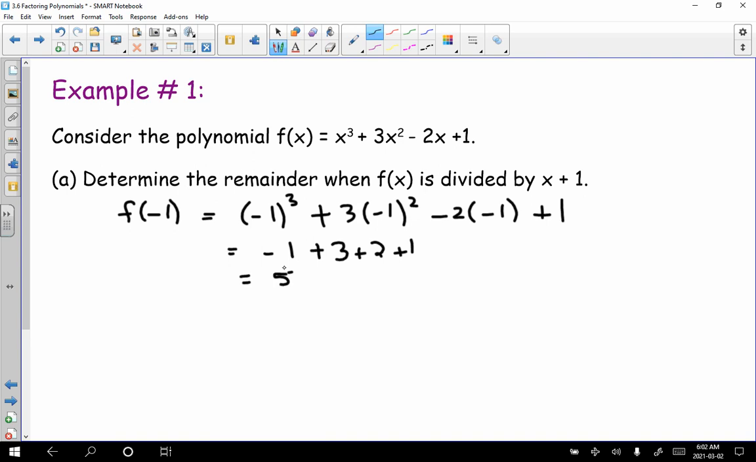So according to the theorem, when you divide the polynomial by x plus 1, in this case f of negative 1, the remainder is equal to 5, right? So that's what the remainder is. This is the remainder. We don't have to divide to prove it. We can just get the answer by using this theorem.